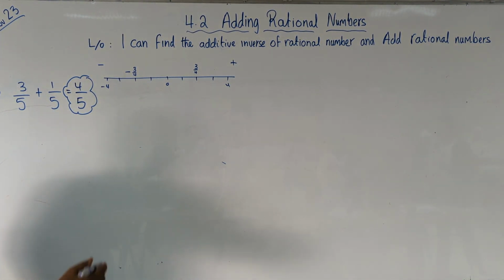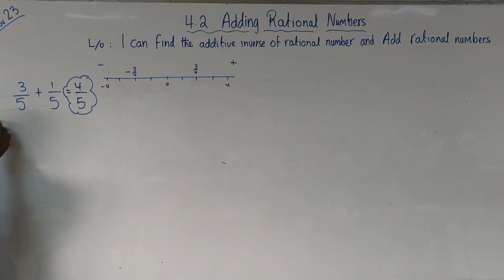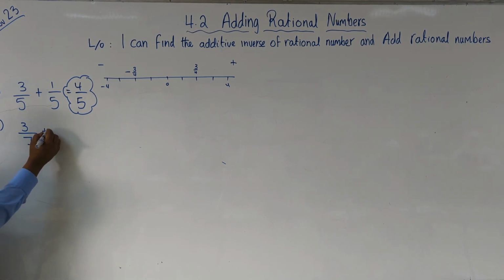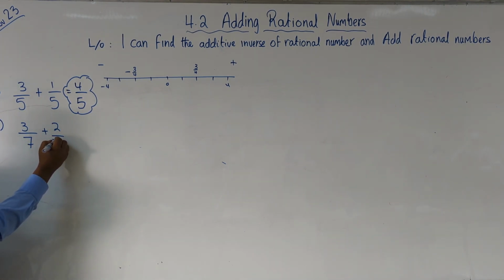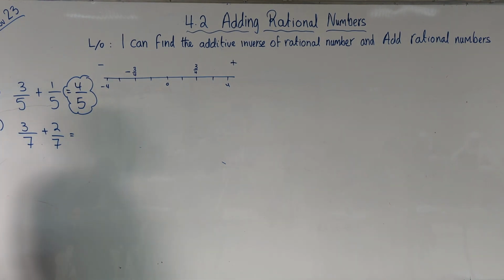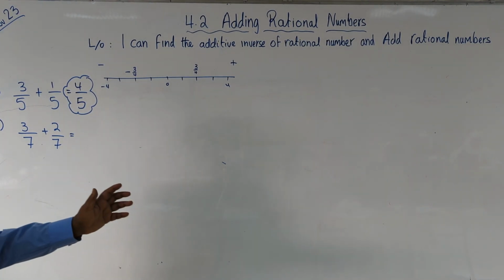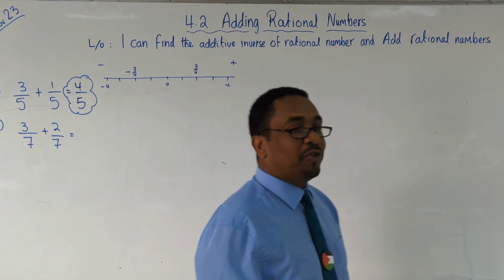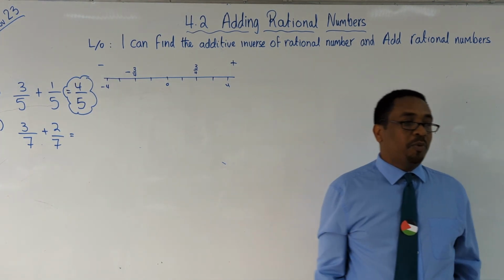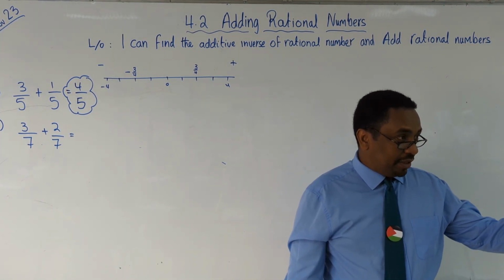Okay, so let's do this. Can you all do this for me, please? If I now give you 3/7 plus 2/7, will you be able to do that? Yes, let's go for it. I expect everybody to be able to do this easily, because we are going back to recap what we have done. You've done it? Good, well done.